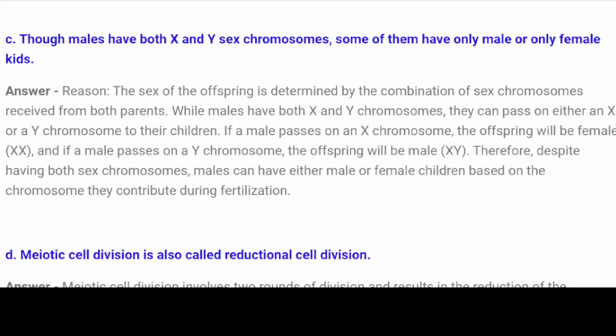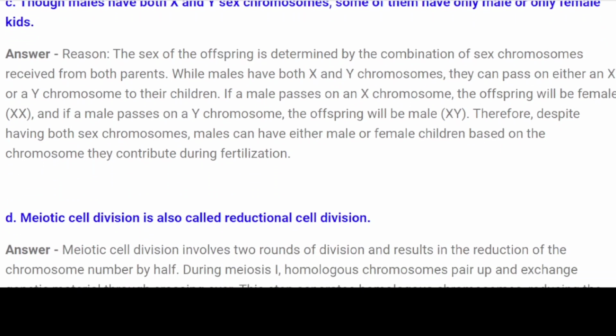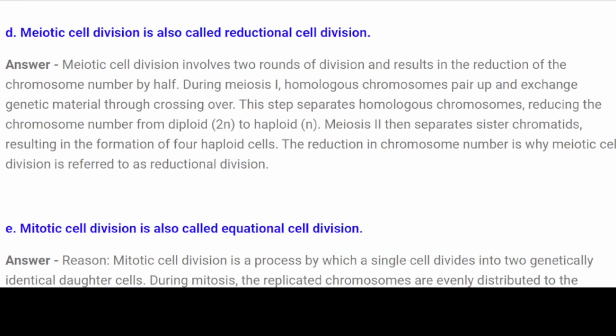D. Meiotic cell division is also called reductional cell division. Answer: meiotic cell division involves two rounds of division and results in the reduction of the chromosome number by half. During meiosis I, homologous chromosomes pair up and exchange genetic material through crossing over. This step separates homologous chromosomes, reducing the chromosome number from diploid 2n to haploid n. Meiosis II then separates sister chromatids, resulting in the formation of four haploid cells. The reduction in chromosome number is why meiotic cell division is referred to as reductional division.